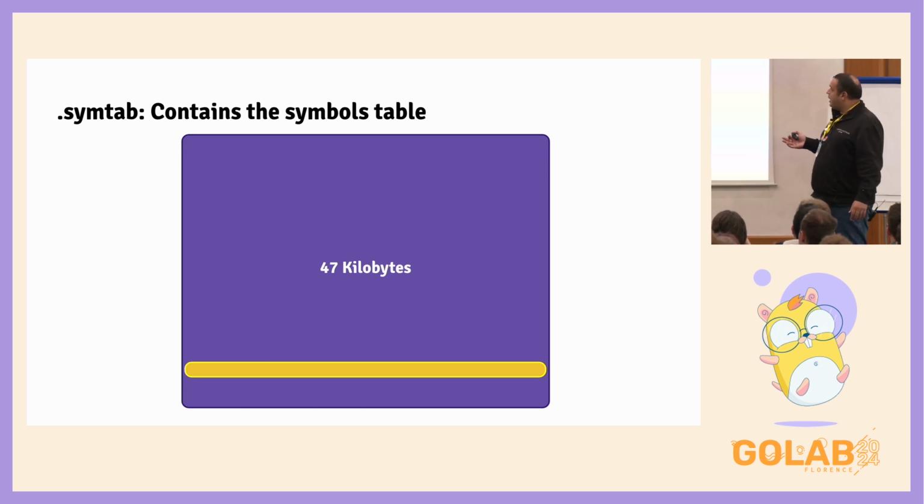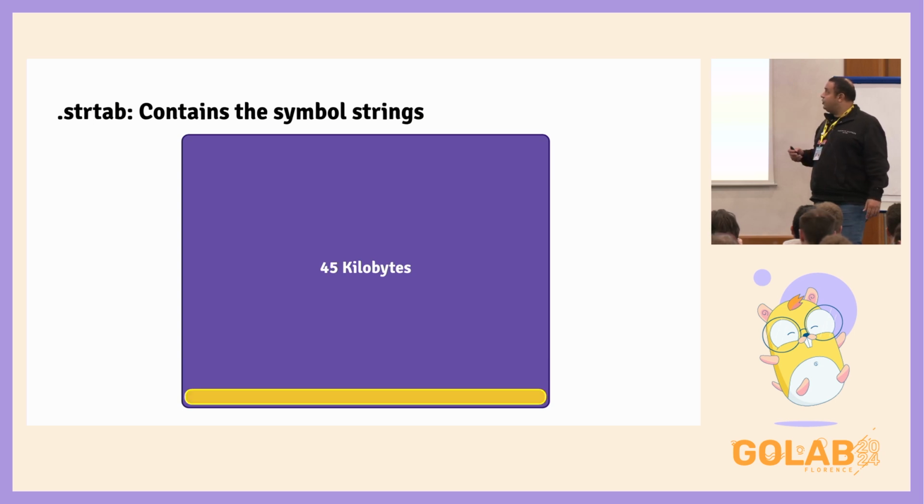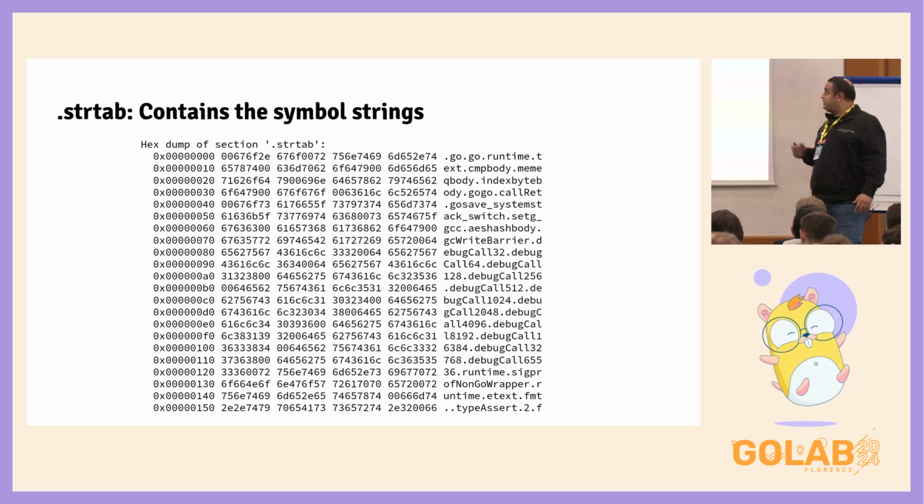Another thing is the symtab. It's a symbols table that is going to help you get information about the different symbols, like functions and things like that. Also, the strtab is going to have the string representations of the symbols in the symtab, and we can see a combination of that here. We can see the strtab, and we are going to see things like go.go and runtime.text. So there are symbols there that are represented as strings here.